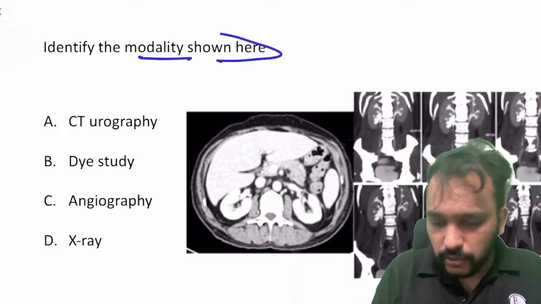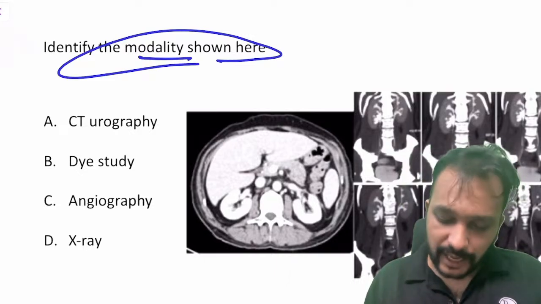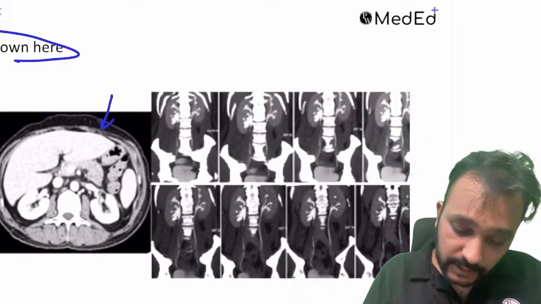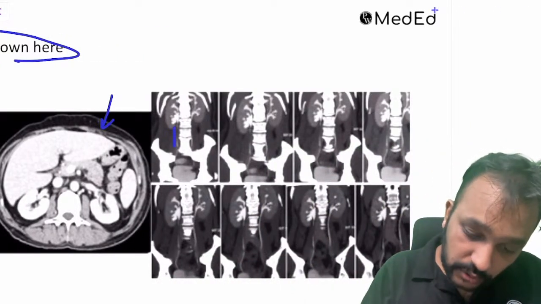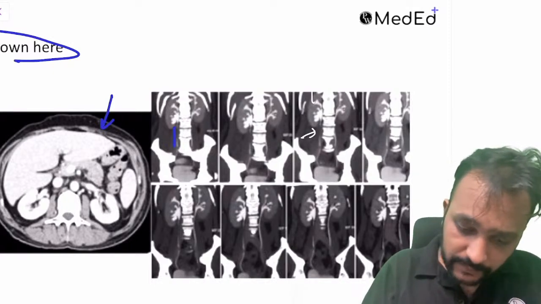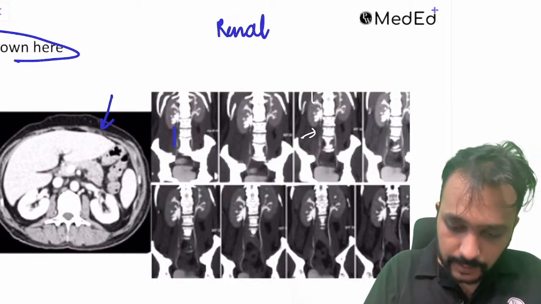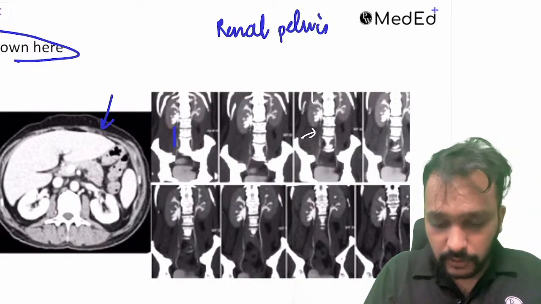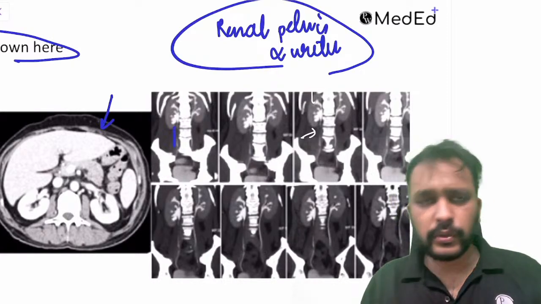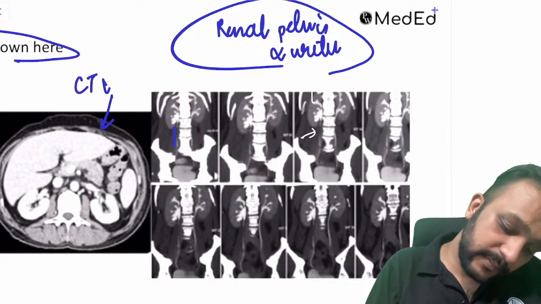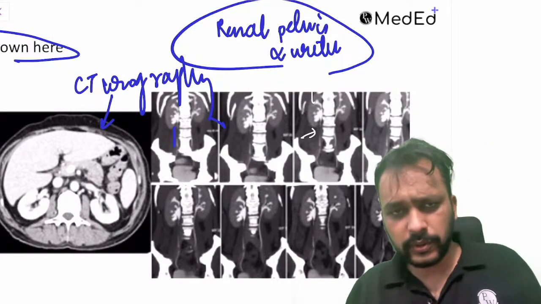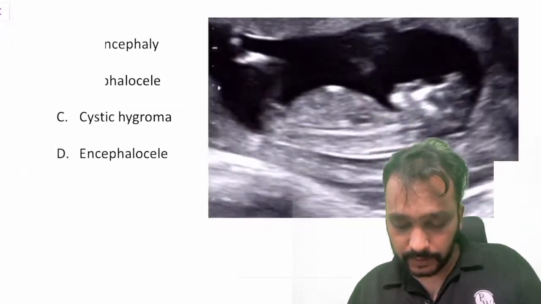Identify the modality shown here. So what have been shown to you? CT images have been shown to you, and within the CT images you can see that there is also contrast. Contrast can be seen in the renal pelvis and ureters. So this is the investigation which is shown here. This is CT urography.